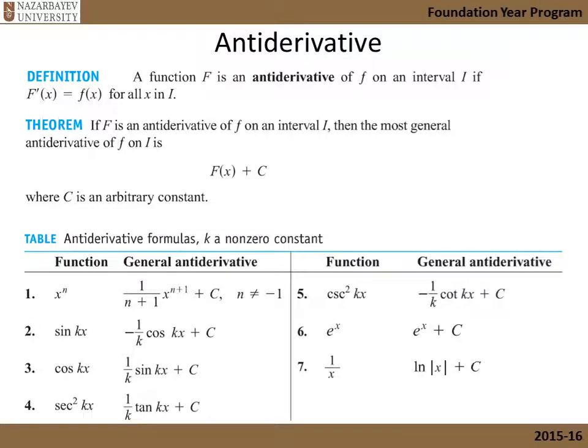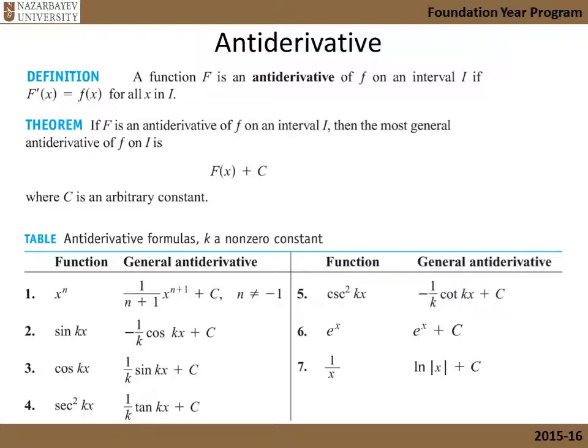We have the following table for different types of functions. So let's look at number 1. If we have a function x to the power of n, our antiderivative will contain the increased power for x, so it will be 1 over n plus 1 times x to the power n plus 1 plus c.